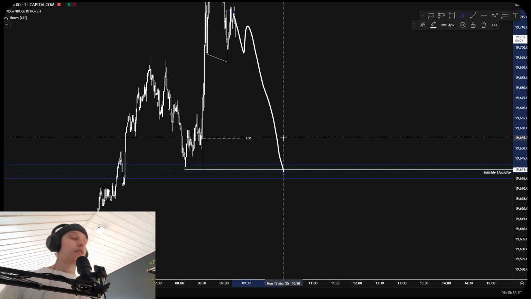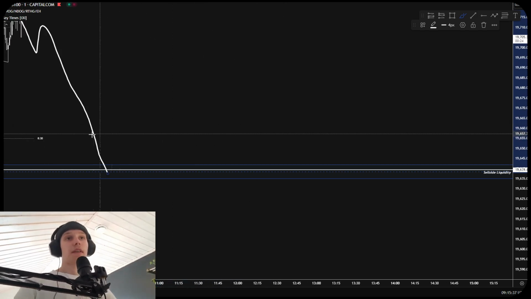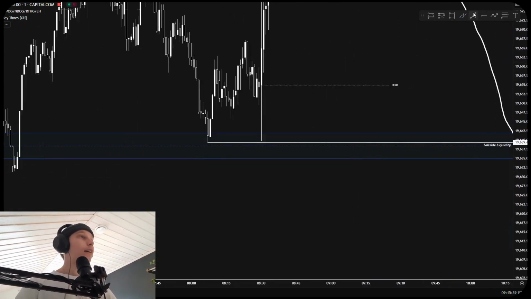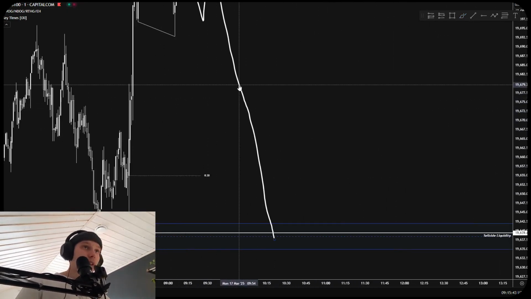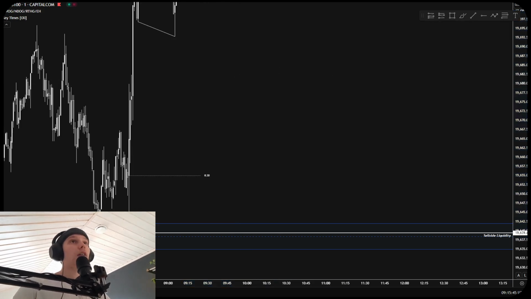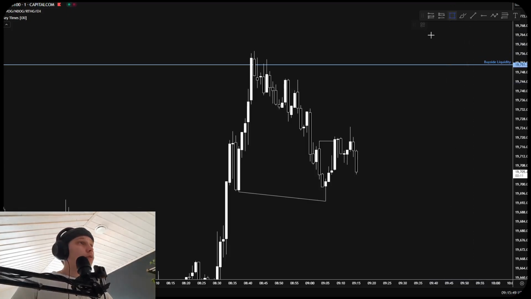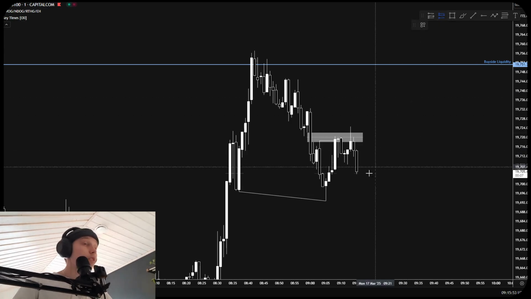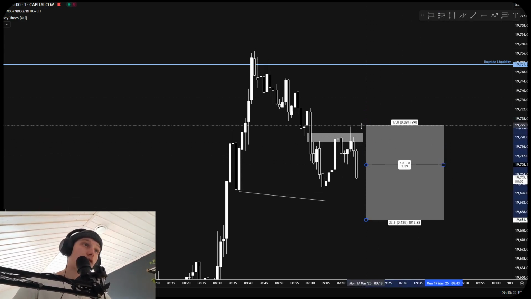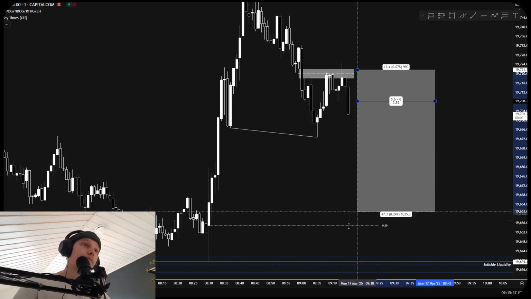Price likes to come back to these areas, and we put on equal lows above the CE of the new week opening gap. So I'm thinking of shorts in this instance. Now, a rejection of here could result in a short opportunity.